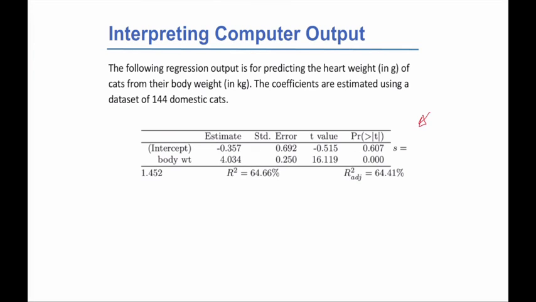So this, where it says intercept, that is your y-intercept. And so everything on that line is associated with the y-intercept. This would be the estimate for the y-intercept, meaning that is your A in your regression line. You don't really need to worry about the standard error, the t-value, and the p-value for the intercept.